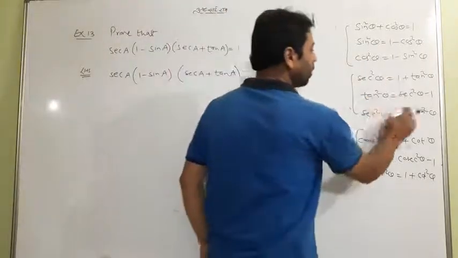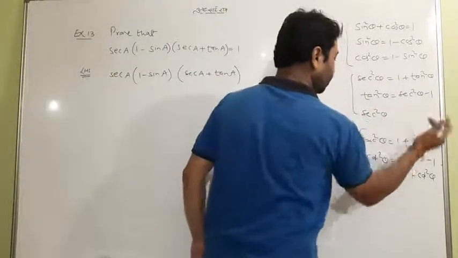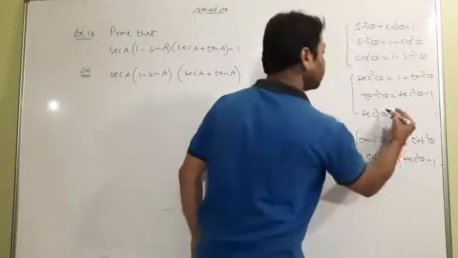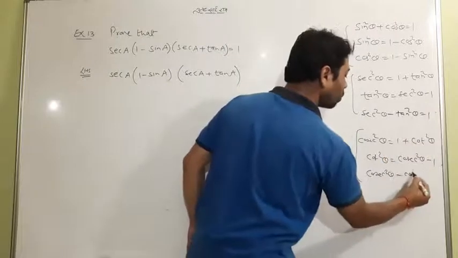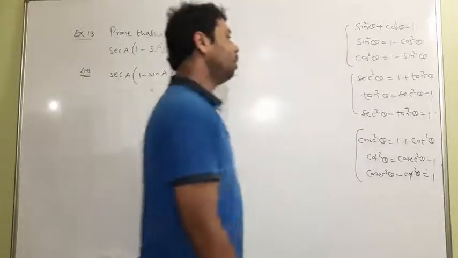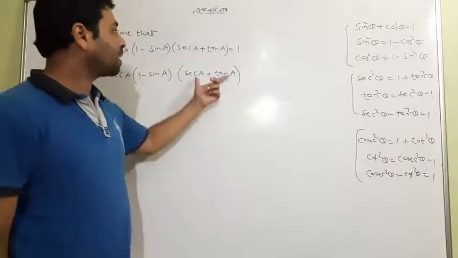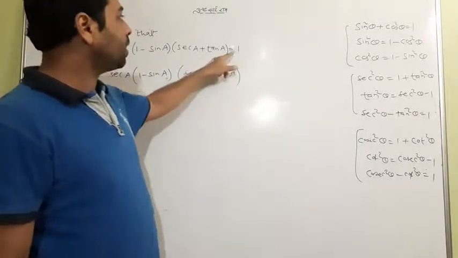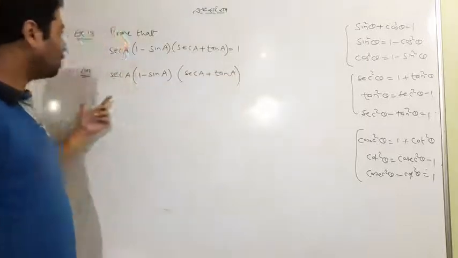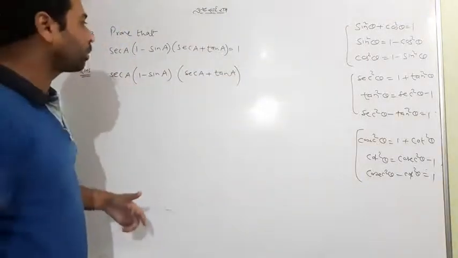Let me write the repeated identity: sec square theta minus tan square theta is 1, and cosec square theta minus cot square theta is equal to 1. Now look at the situation. This is sec A plus tan A, and this is sec A plus tan A, and we need the answer 1. So how can we get the answer?